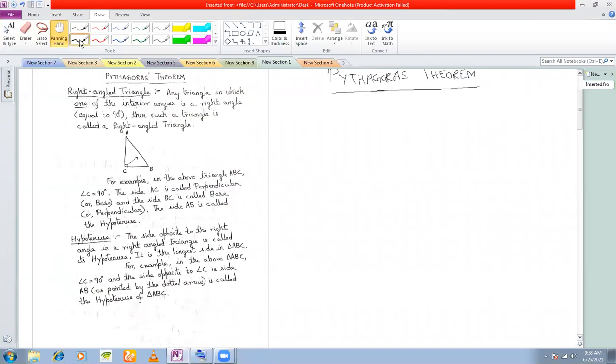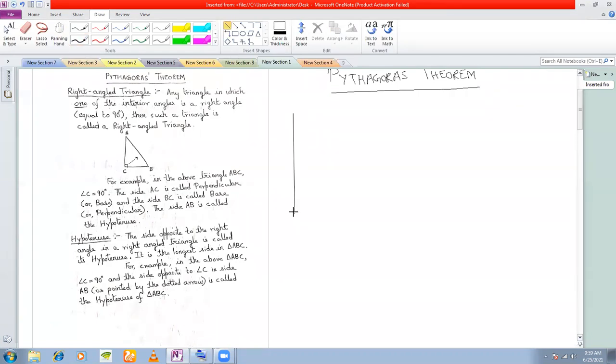Pythagoras theorem is applicable for right angled triangles. It is a relation between the sides of the triangle. Now I have done a few applications of Pythagoras theorem in your class 8. Let us see what Pythagoras theorem is formally.